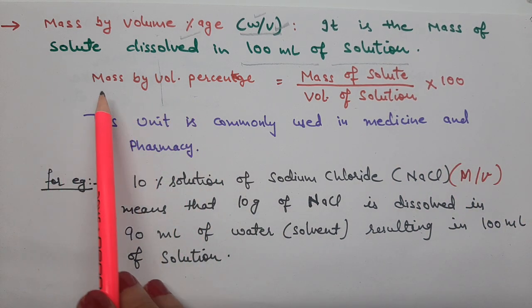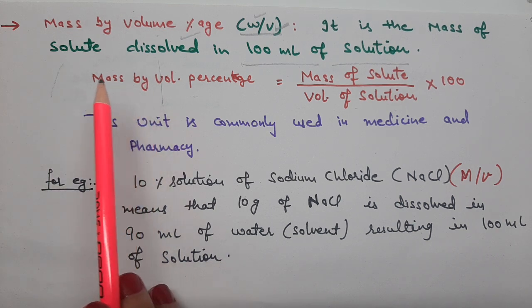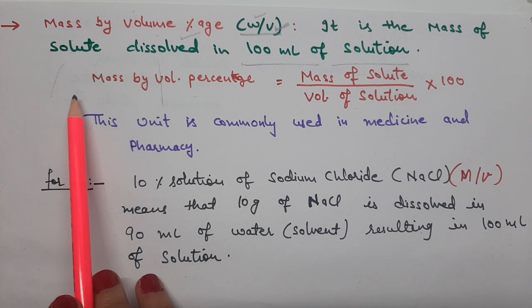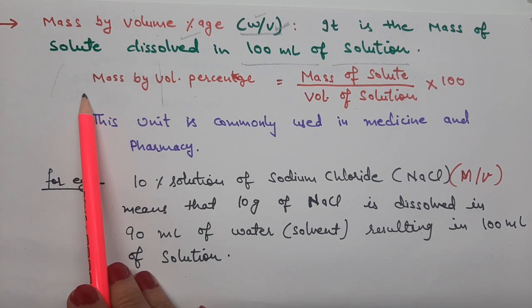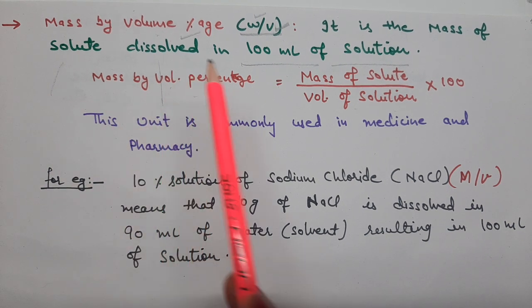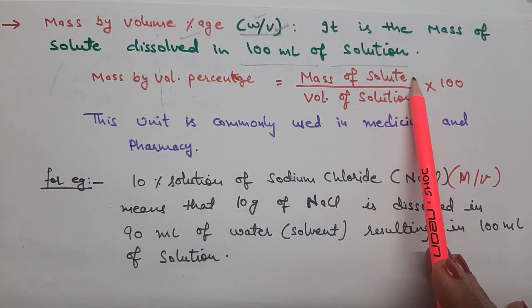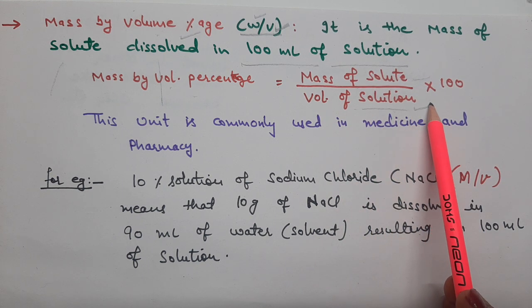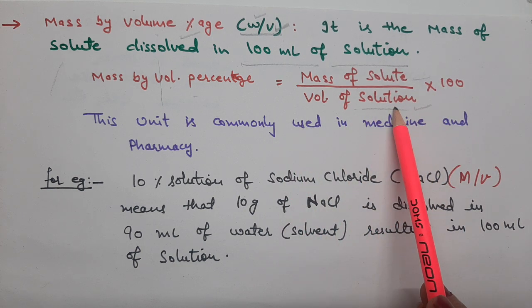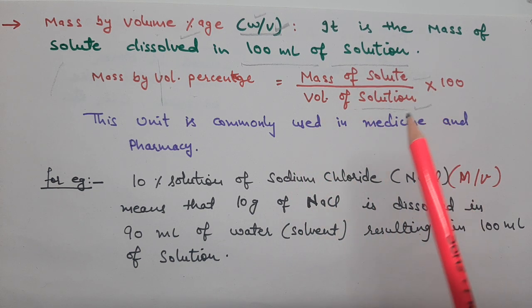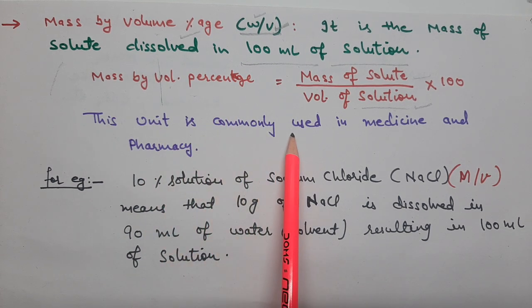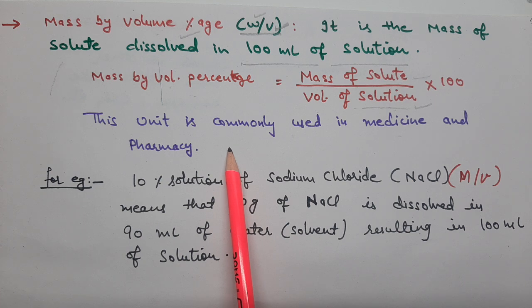This is a similar method to what we saw in the previous videos: the mass by mass percentage method to describe the concentration, then the volume by volume percentage method. Here this is mass by volume. The only difference is that the solute is taken in grams and the volume of the solution is taken as the denominator, or in other words, the solution is taken by volume. This unit, mass by volume percentage, is commonly used in medicines and the pharmacy industry.